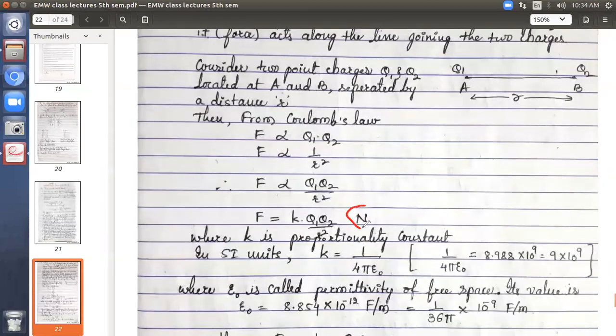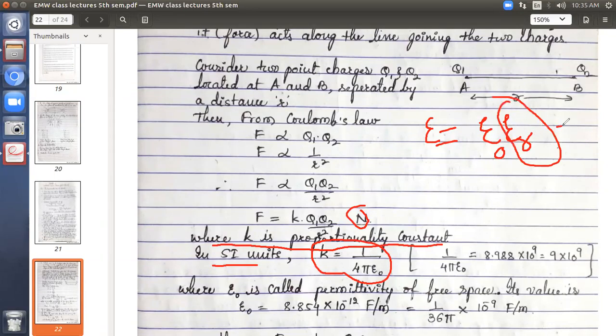Okay, and N indicates force is expressed in SI units in newtons. Now, where K is the proportionality constant, in SI units, the value of K is 1 by 4 pi epsilon naught. Okay, generally it is epsilon. But as we are considering free space, actually epsilon is given by epsilon naught into epsilon r. But for free space, relative permittivity is equal to 1. That's why it is equal to epsilon naught.